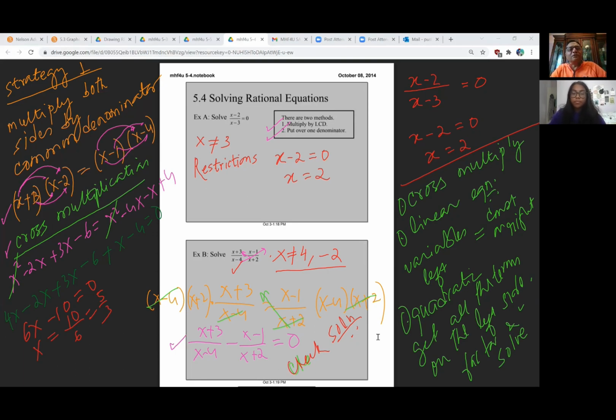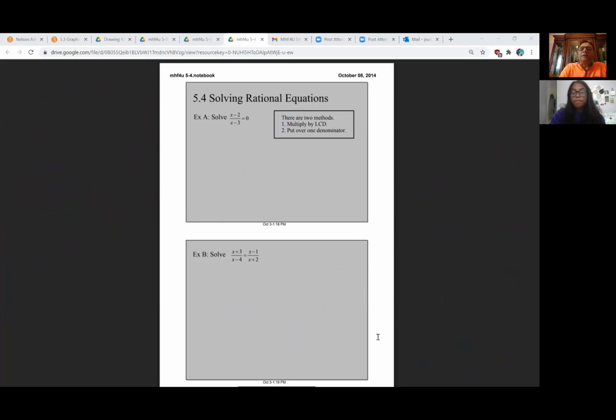Is it clear to you? No difficulty, correct? And for the second method that we learned, moving everything to one side over one denominator, you should get the same answer, right? Of course. So basically, let me clear all. I've cleared. So we have this, x plus 3 over x minus 4.